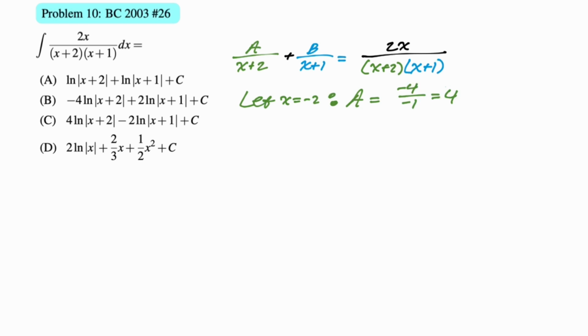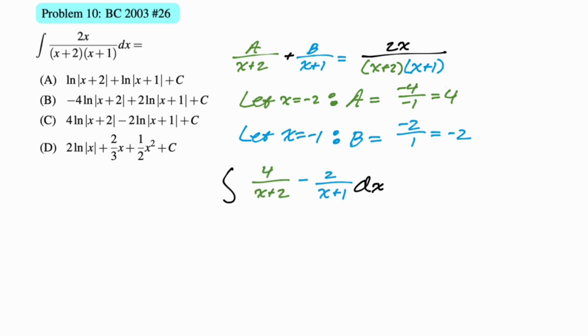Then we do the same thing with x equals negative 1 to solve for b. So cover up the x plus 1, plug in negative 1, you get negative 2 over positive 1, which is just negative 2. Now we need to integrate. I mean, you can look at the answer choices at this point, I think, and see the answer. But again, do the work. Don't just rely on things like that. So we need to integrate this. This gives us 4 natural log absolute value of x plus 2 minus 2 natural log absolute value of x plus 1 plus c. So we get this as our answer.